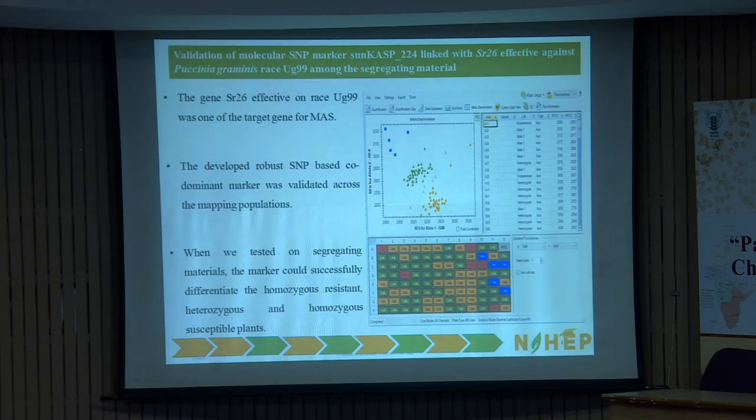It is very difficult to differentiate this one and this one phenotypically. So this marker completely validated my population by showing the difference between homozygous resistant and heterozygote resistant plants.